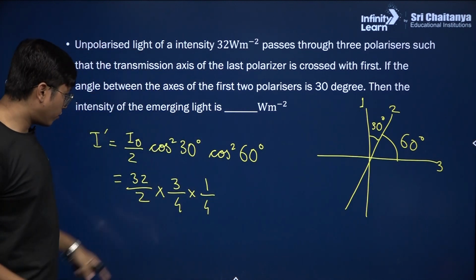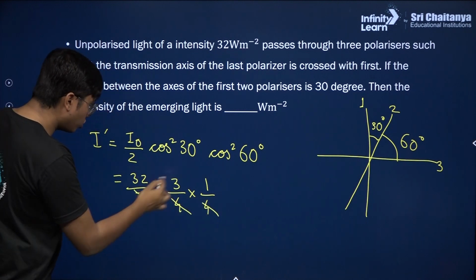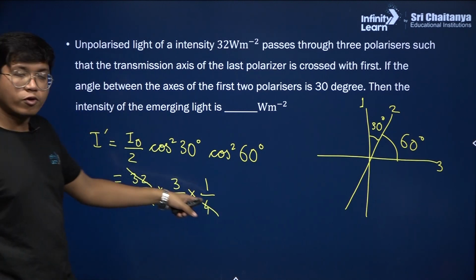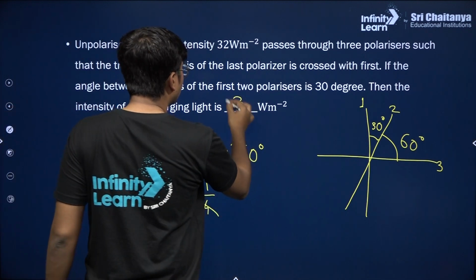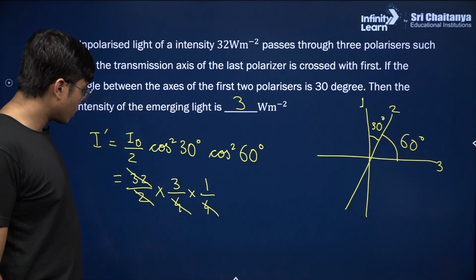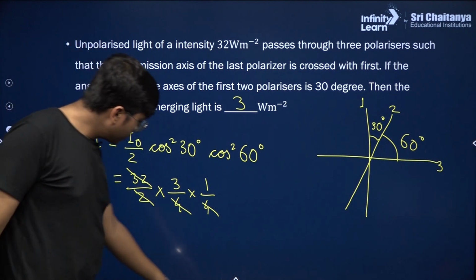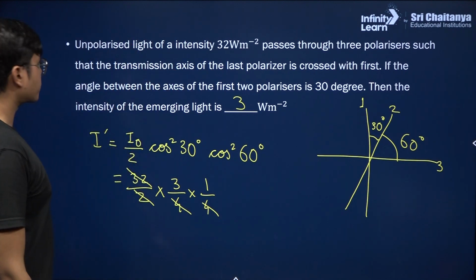So this 4 and this 2 all cancel out with 32 because 2 into 4 into 4 is 32, and you're just left with 3. So your answer is just 3 watt per meter square.